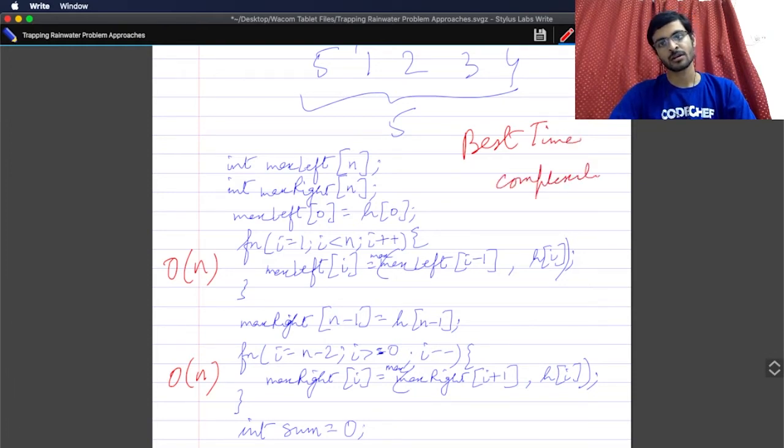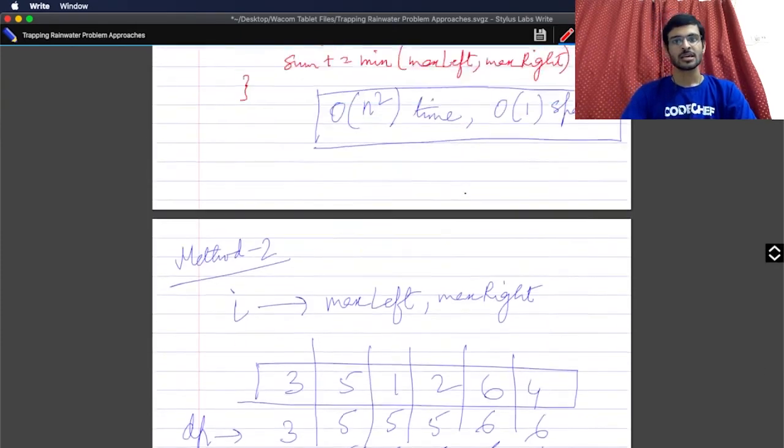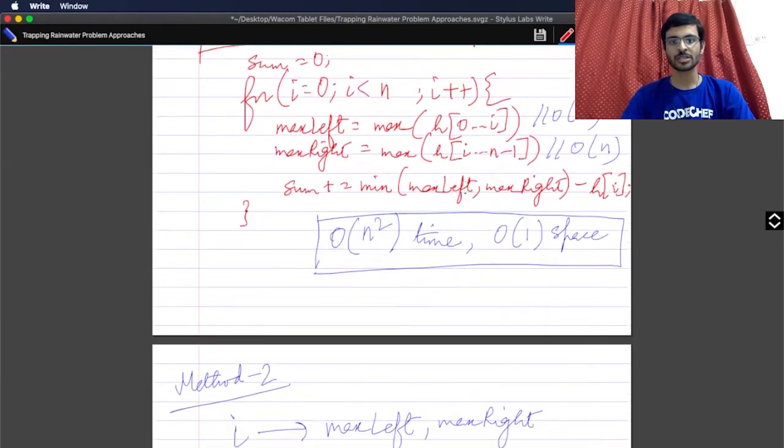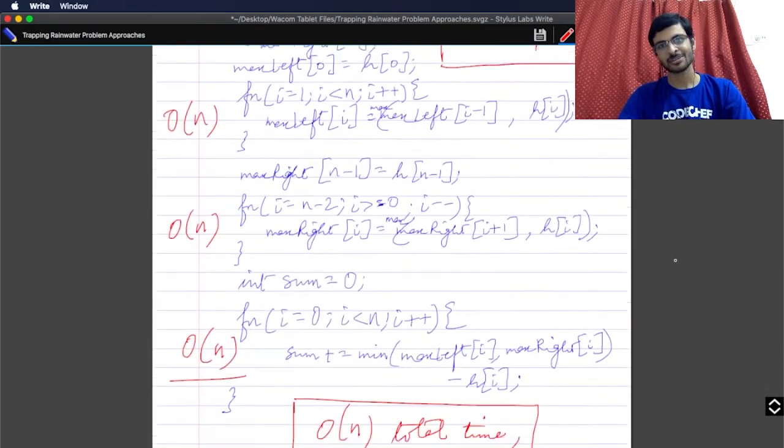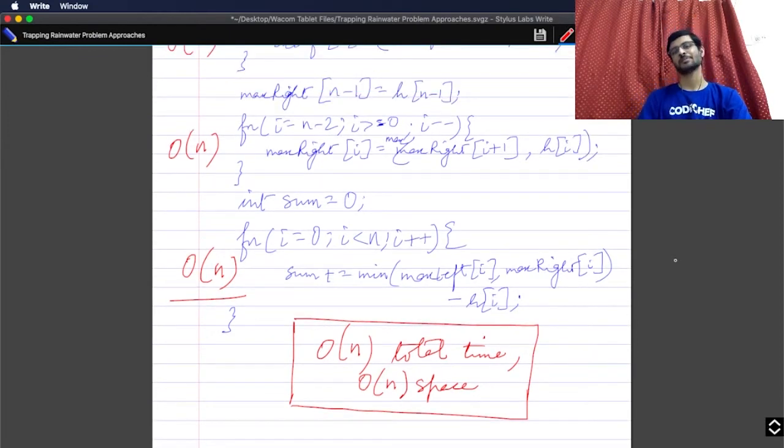But the side effect of this approach is that when we are moving from method 1 to method 2, we are making it space expensive. It is increasing from order 1 space to order n space, which is a bit of a worry for us. And for this, we'll gradually move ourselves to the more advanced approaches.